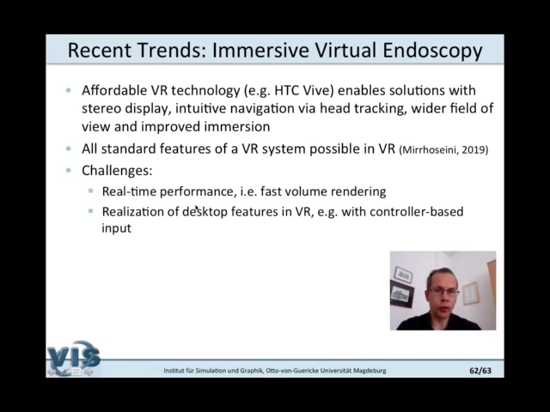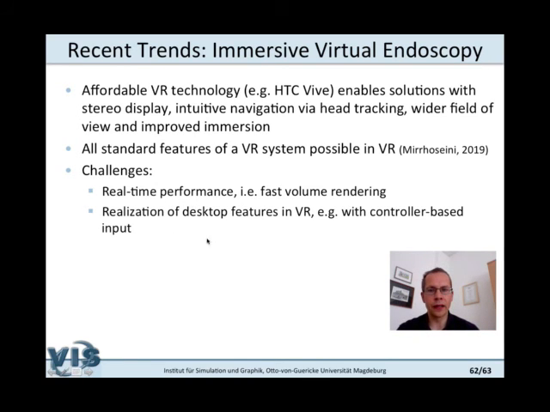So real-time performance in immersive situations is really important. If I move my head around and the system is not able to compute fast enough the new visualization, that's not only disturbing, but it really may cause headaches.